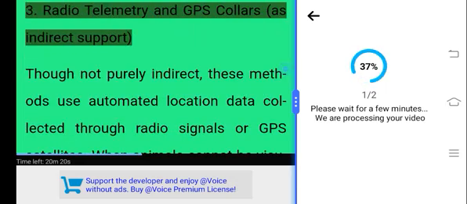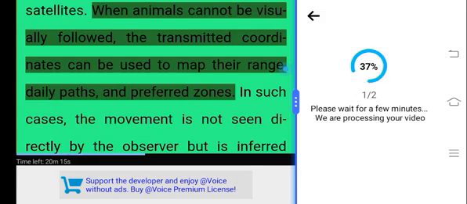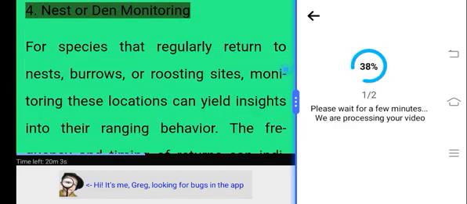3. Radio telemetry and GPS collars as indirect support. Though not purely indirect, these methods use automated location data collected through radio signals or GPS satellites. When animals cannot be visually followed, the transmitted coordinates can be used to map their range, daily paths, and preferred zones. In such cases, the movement is not seen directly by the observer but is inferred from remote data, hence considered an indirect observation tool in many ecological studies.